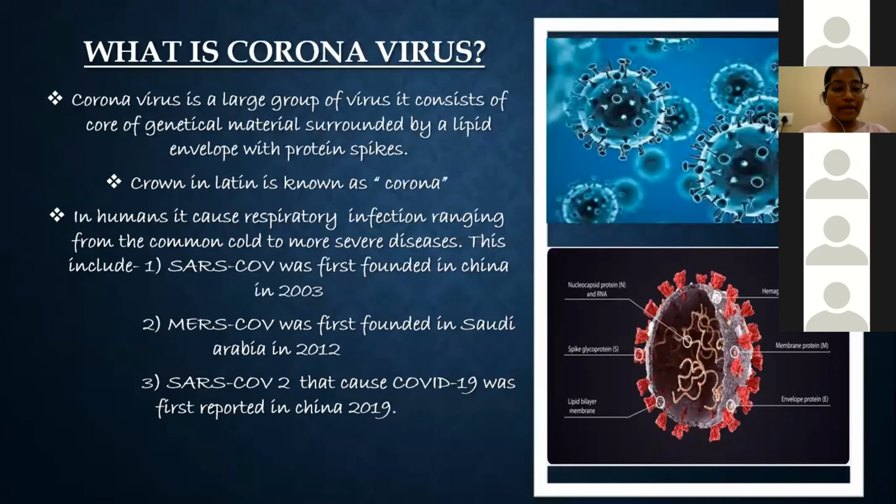Let us come to the next point. What is coronavirus? Coronavirus is a large group of viruses. It consists of a core of genetic material surrounded by a lipid envelope with protein spikes. It has the appearance of a crown. Crown in Latin is known as corona, from which this virus got its name. In humans, it causes respiratory infections ranging from the common cold to more severe diseases. These include SARS-CoV, first found in China in 2003, MERS-CoV, first found in Saudi Arabia in 2012, and SARS-CoV-2, which caused COVID-19, first reported in China in 2019.